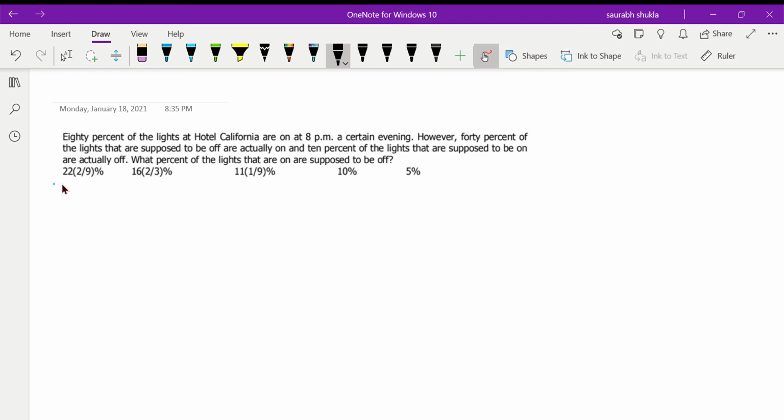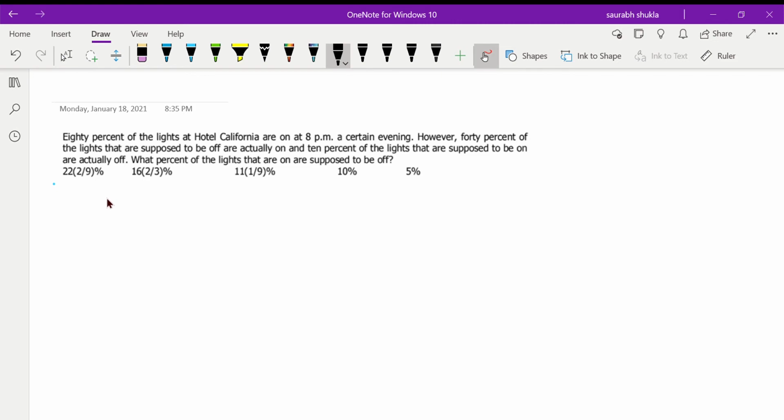Now, looks complicated, isn't it? There are so many things. Lights are on, lights are off. They were supposed to be off, they were supposed to be on. So what do you do when you have so many different parameters here? What we do in such a case is try to make a grid.